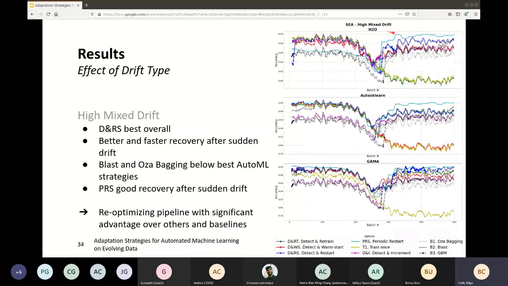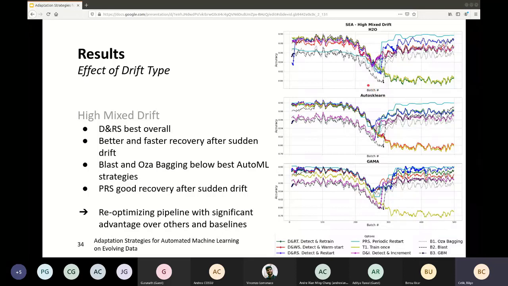And finally, we look at the high mixed drift that combines gradual and abrupt drifts. Again, we can see that restarting AutoML on new data performs best overall, before and after the drift point. PRS also recovers quite well after the abrupt drift point, which shows that rerunning AutoML when a significant drift occurs is a good idea.